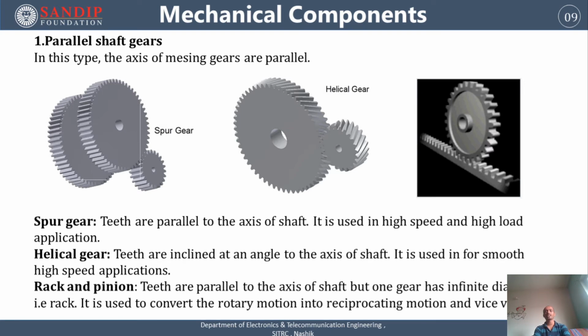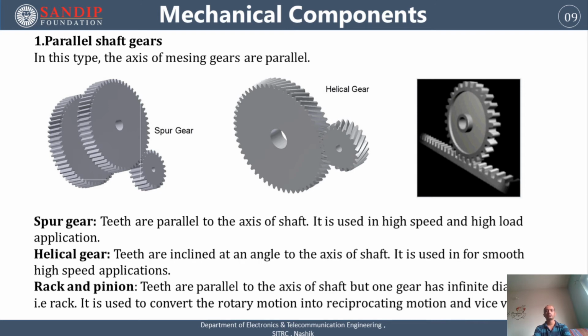First type is the parallel shaft gears. Why is it known as a parallel shaft? Here, the axes of the meshing gears are parallel, meaning the axes of the two gears are parallel. First type is the spur gear. In spur gear, as you can see, all the teeth are parallel to the axis. As these are parallel shaft gears, the shafts of the two gears are parallel, but in spur gear, their teeth are also parallel to the axis of the shaft. That is more important. We can use the spur gear in high speed and high load applications.